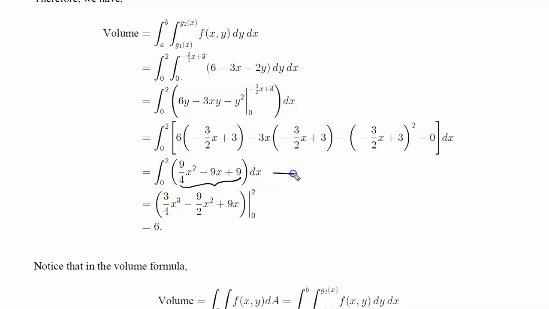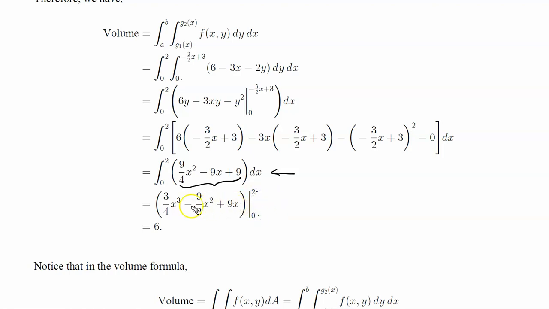Now you see this is a regular old integral with respect to one variable that you've all seen before. Now you just have to evaluate it. The antiderivative of 9/4 x squared is 3/4 x cubed. The antiderivative of 9x is 9/2 x squared. The antiderivative of 9 is 9x. Evaluate from 2 to 0.